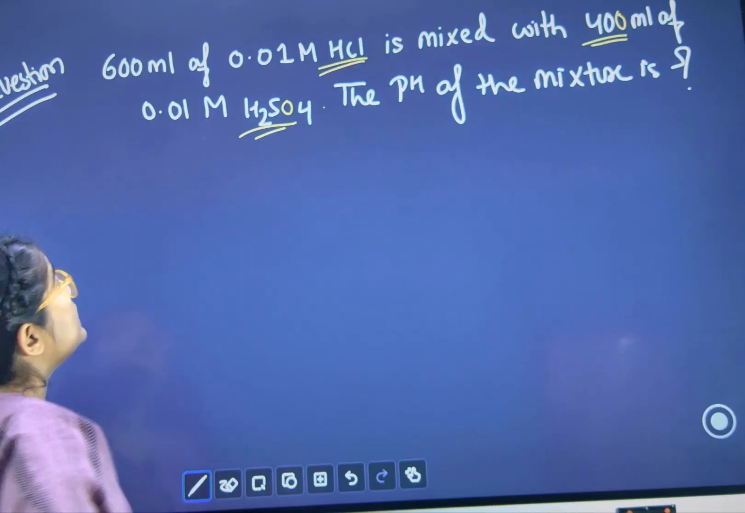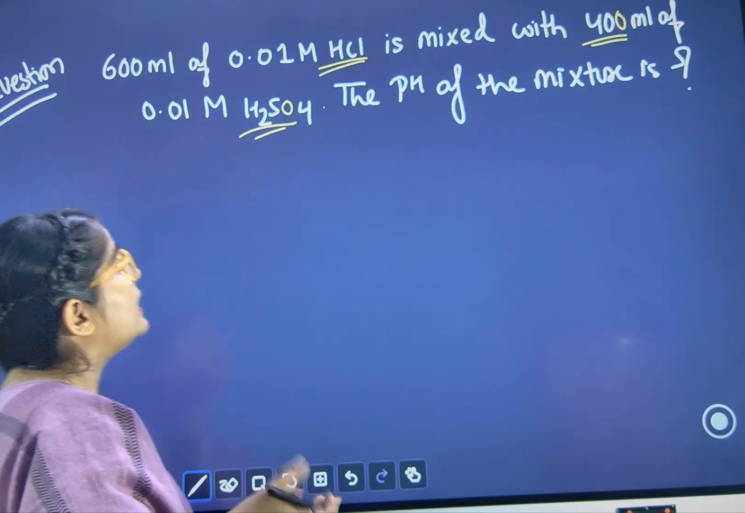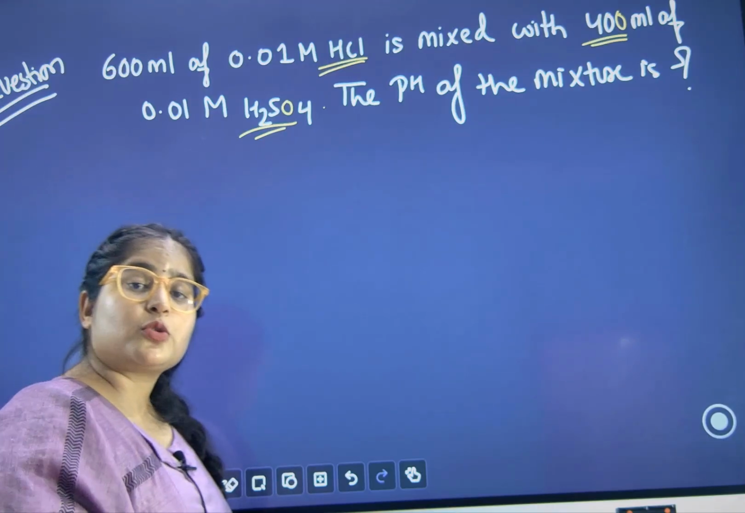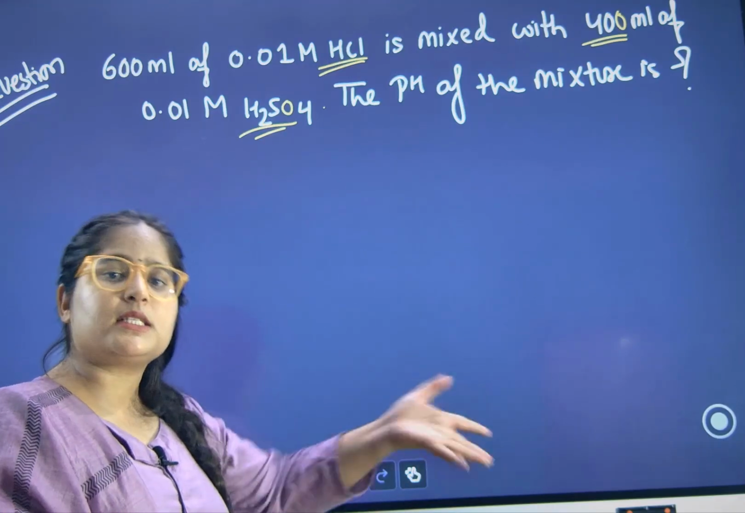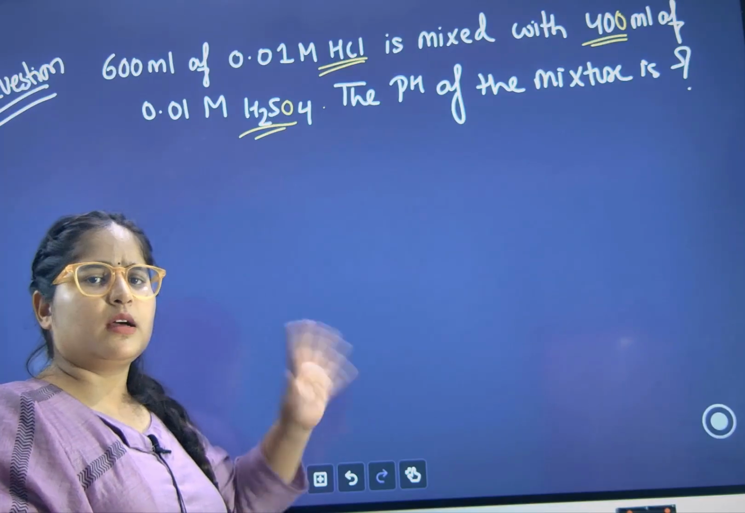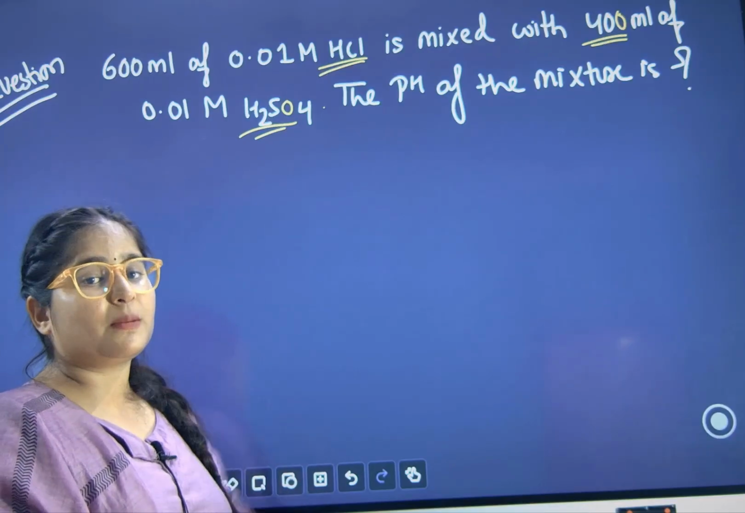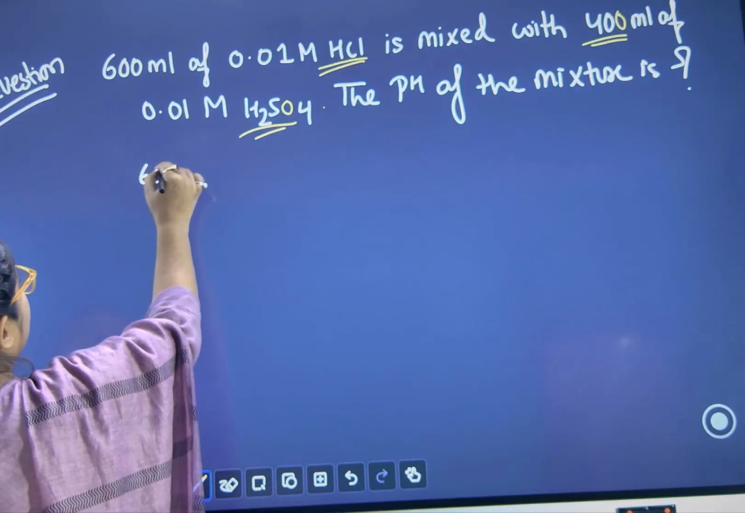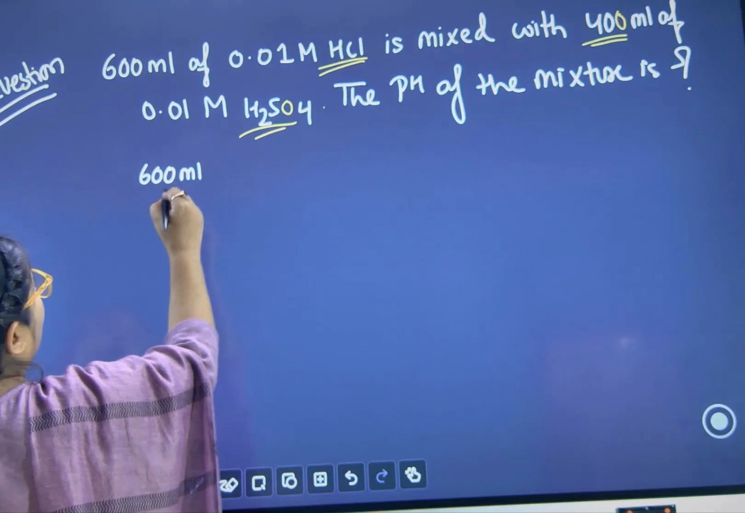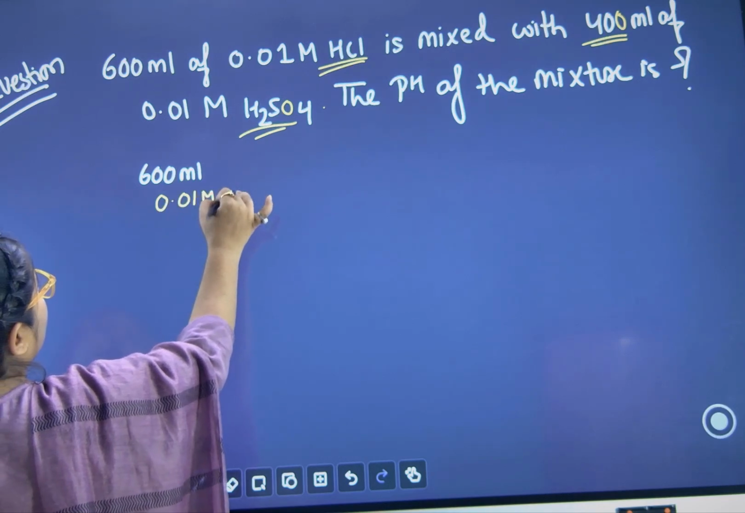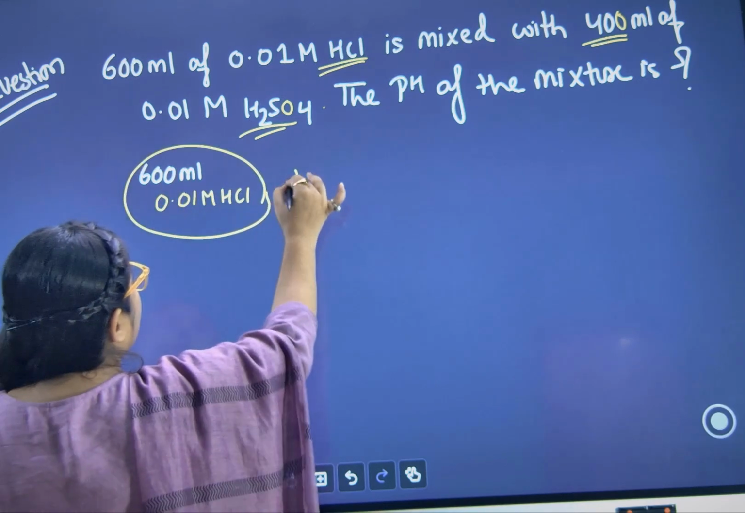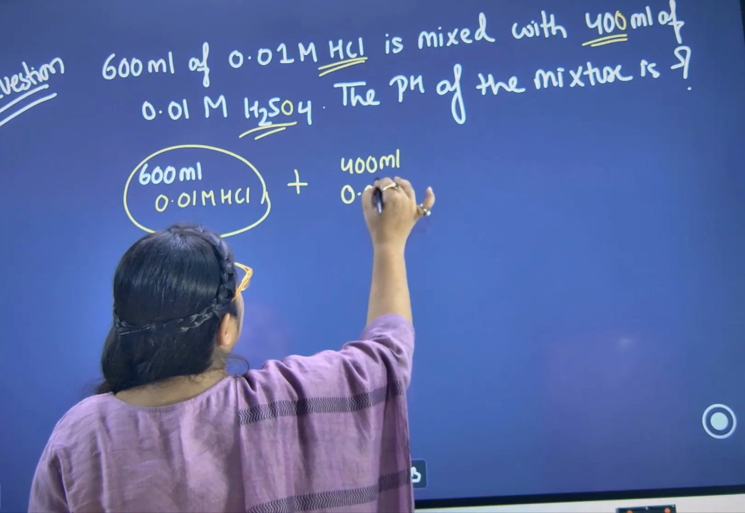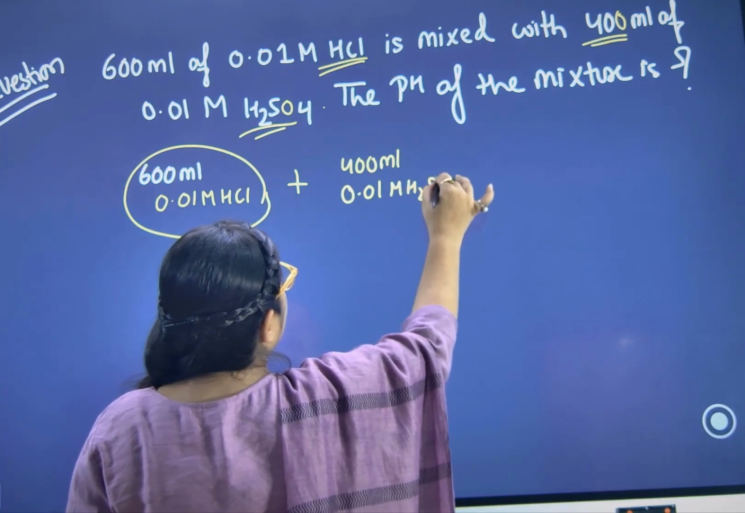See here, 600 ml of 0.01 molar HCl is mixed with 400 ml of 0.01 molar H2SO4. So here I have taken strong acids, one HCl and one H2SO4. I have taken both possibilities so that you will not forget to multiply by 2, because H2SO4 contains 2. So let us see what they are saying: 600 ml of 0.01 molar HCl is mixed with 400 ml of 0.01 molar H2SO4.